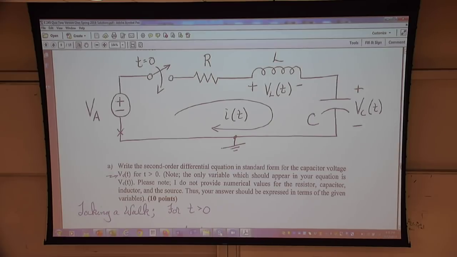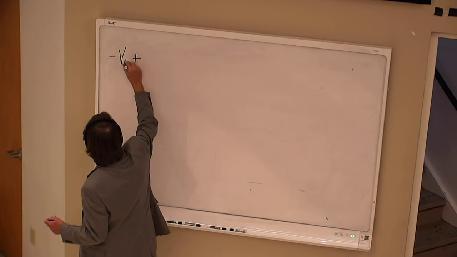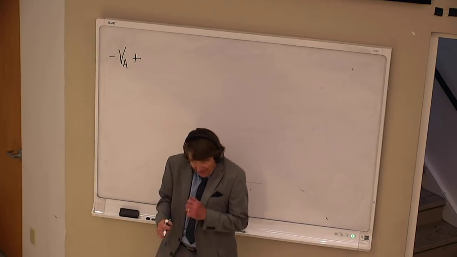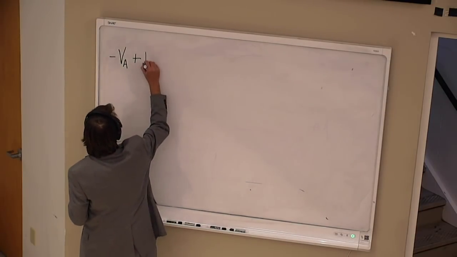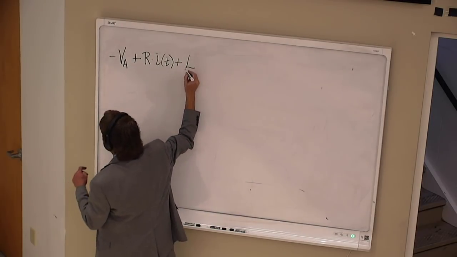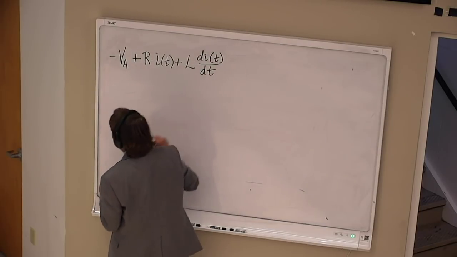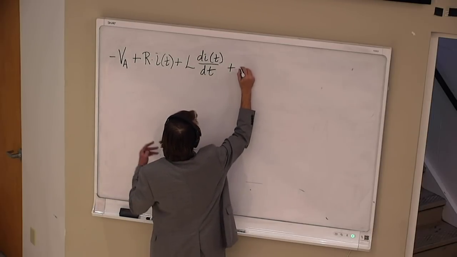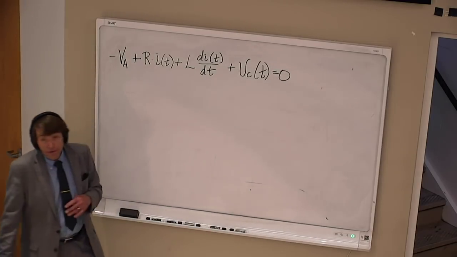Minus Vs plus, now remember, when we take a walk, everything is voltage. So V sub A, and then it's R times I of t plus L di dt plus V sub C of t equals 0. So that's the first step.